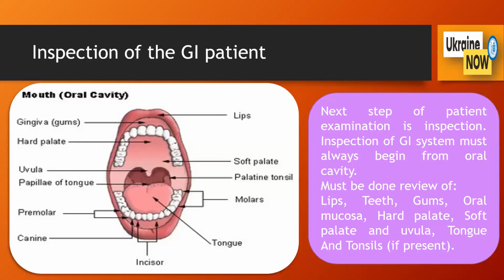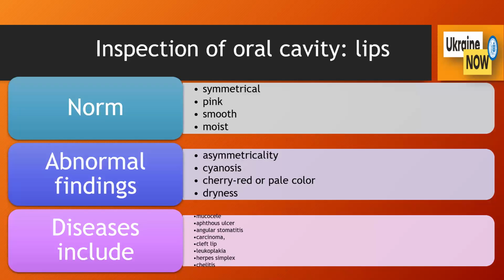The next step of patient examination is inspection. Inspection of the gastrointestinal system must always begin from the oral cavity. A review must be done of the lips, teeth, gums, oral mucosa, hard palate, soft palate, and uvula, tongue, and tonsils if present, of course. Lips normally must be symmetrical, pink, smooth, and moist.